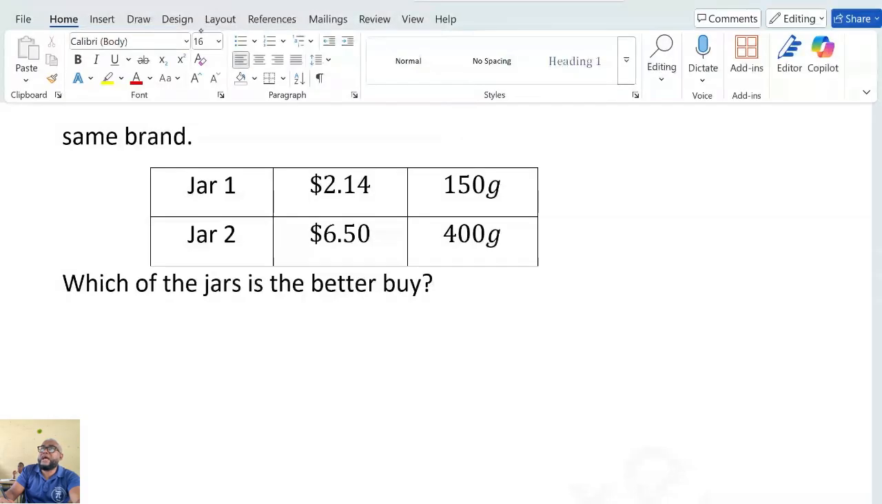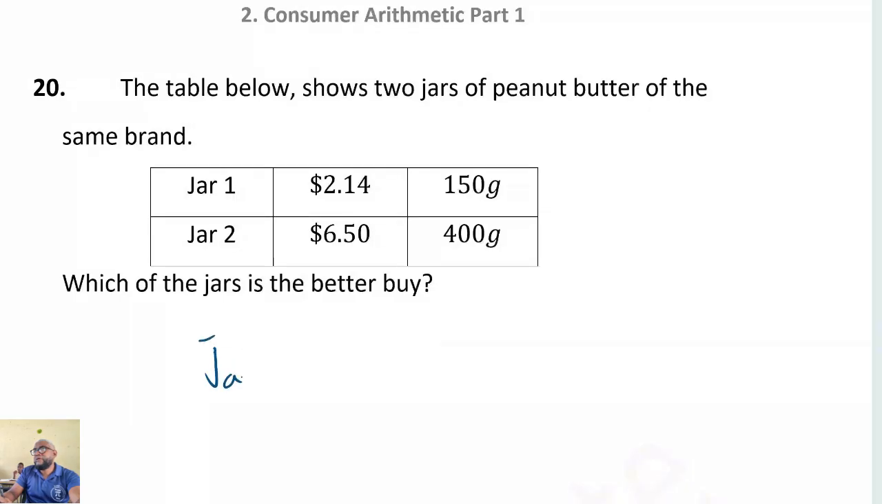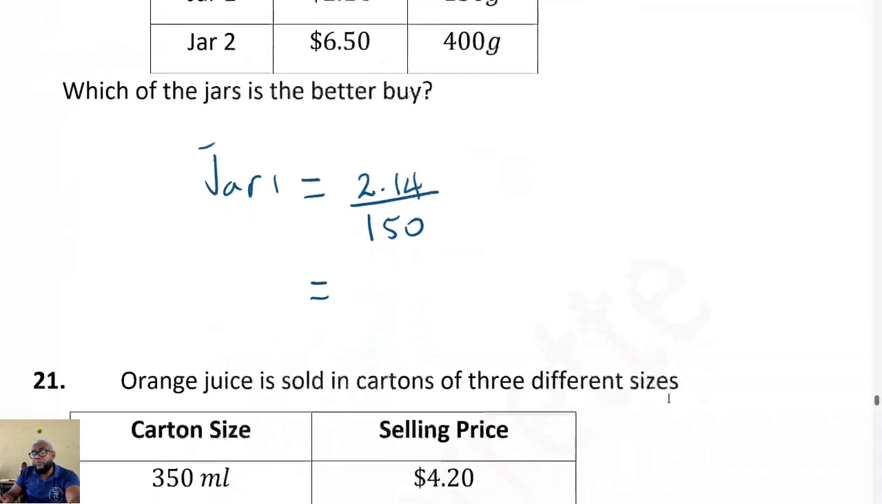How would I go about calculating this? To find out which one is the better buy, what do I have to find? The cost per unit. So for jar 1, we are trying to find the cost per unit. That will be equal to $2.14 divided by 150, which will tell me how much it costs for 1 gram. What's the cost per gram here?